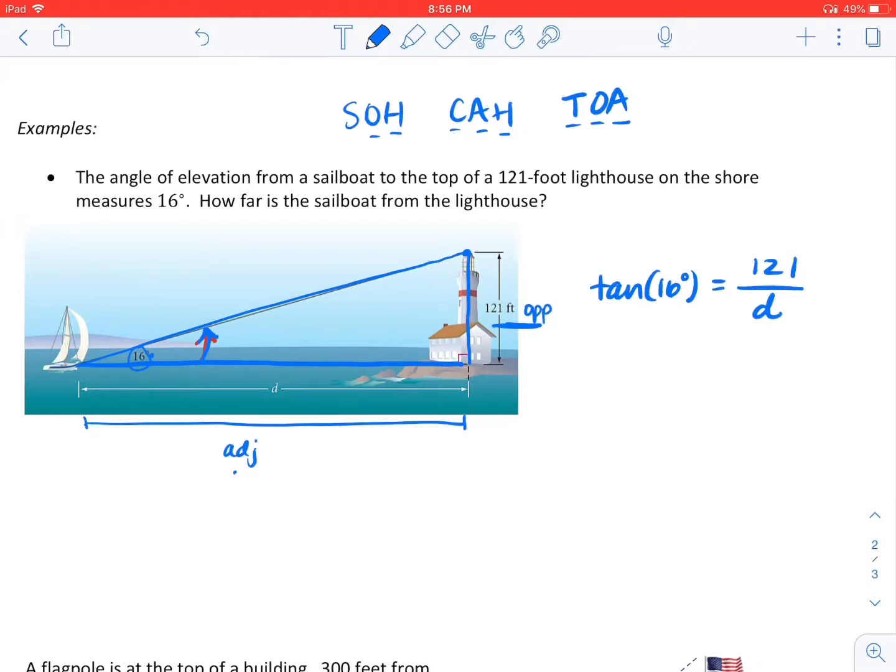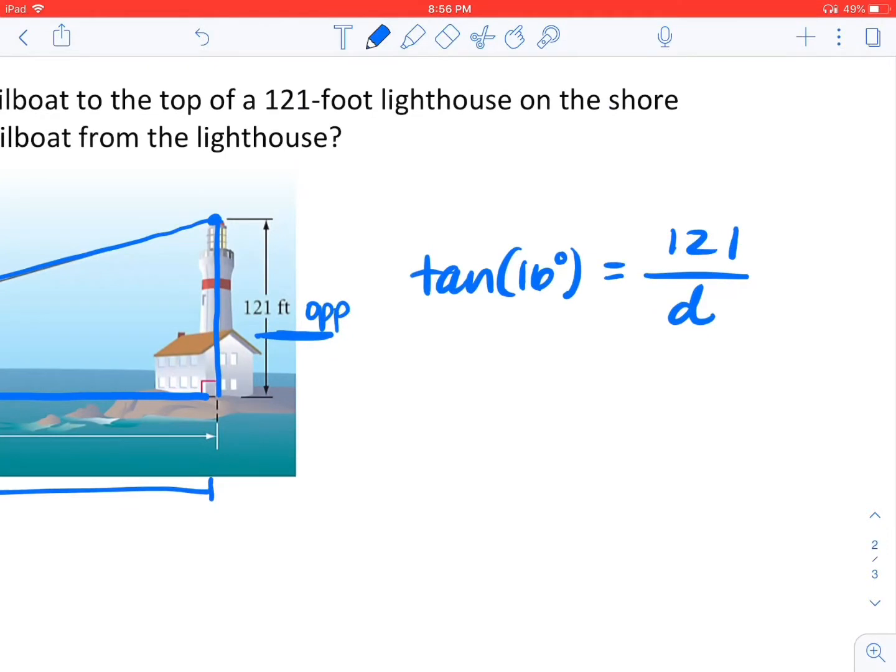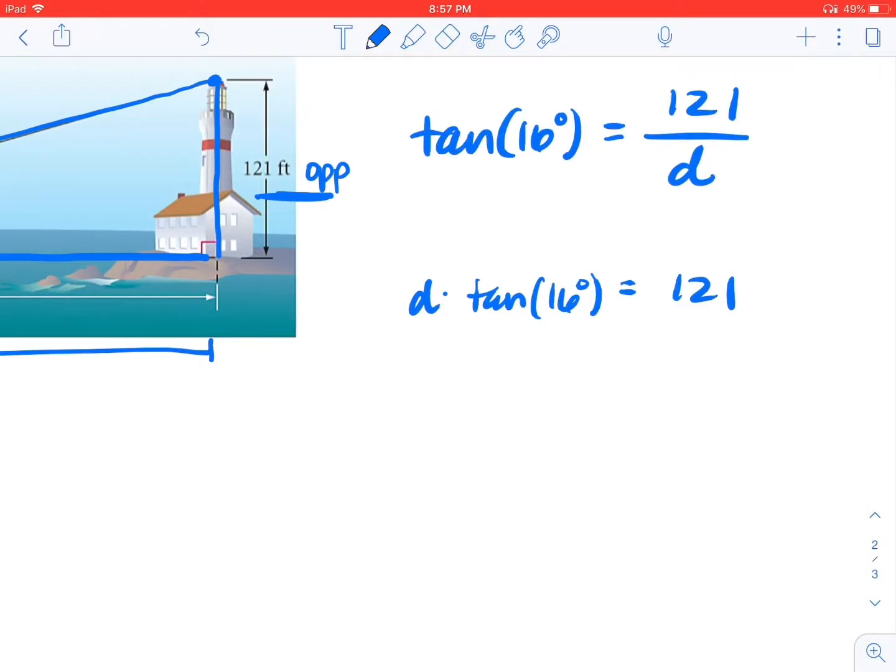From there, I should be able to solve for this value d, that distance between the lighthouse and the sailboat, by solving this equation typically as I would any other one. Isolate the variable, isolate the d in this case. I can multiply both sides by d to get d times the tangent of 16 degrees, and the d cancels on the right side, leaving you with just 121. And since I'm trying to isolate the d, I divide by tangent of 16 on both sides of the equation. That d is equal to 121 divided by the tangent of 16 degrees.